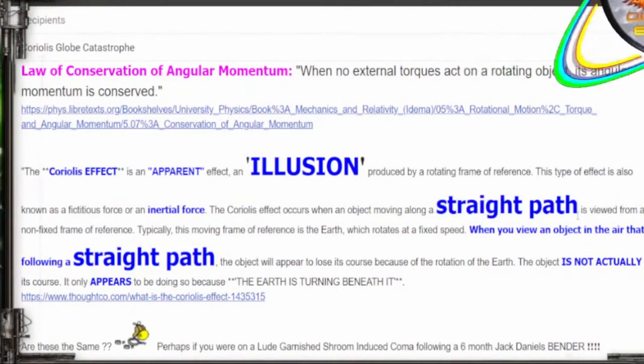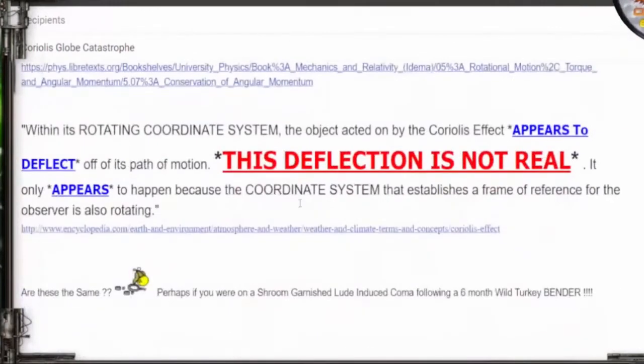This definition, it even says it again. When a straight path is viewed from a non-fixed reference frame, typically this moving frame of reference is the Earth, which rotates at a fixed speed. When you view an object in the air that is following, here we go again, a straight path. Well, you're talking about angular up here. That's a direct contradiction. This is a train wreck. The object is not actually off its course. Where is an object not actually off its course up here in angular momentum? Are these definitions the same? Perhaps if you're in a coma following a 6-month Jack Daniels bender, you're busted. That's simple.